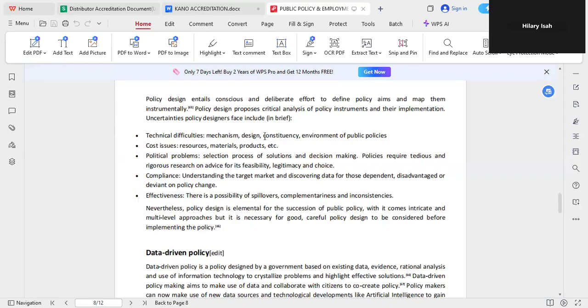If it's a finance thing, you have to look at the financial sector. If it's food and agriculture, you have to consider location, you have to consider seasons, and all of these things require extensive research. You have to consult with experts and professionals in those fields. So you see that the dynamics involved in making that decision can be very, very challenging. So political problems, compliance, understanding the target audience, and getting them to see that the policy will go far and of course will be complied with. Then effectiveness: there's the possibility of spillovers, complementariness, and inconsistencies.